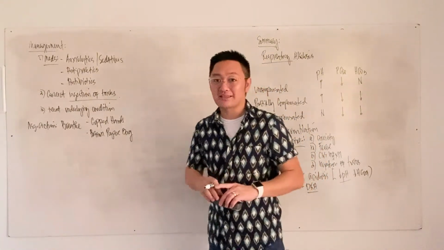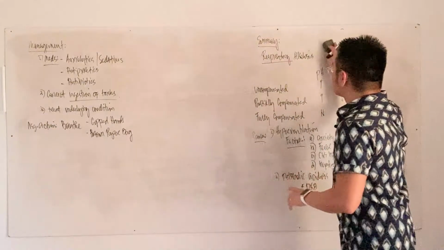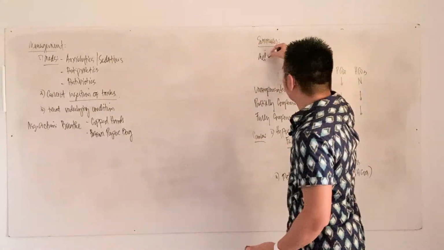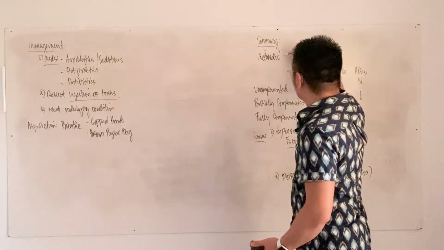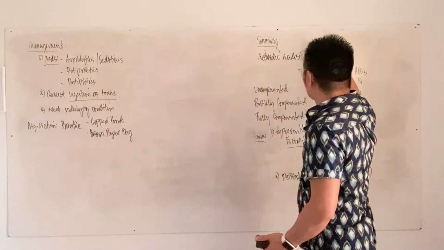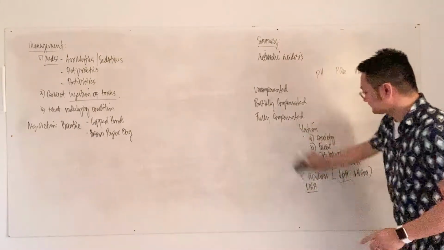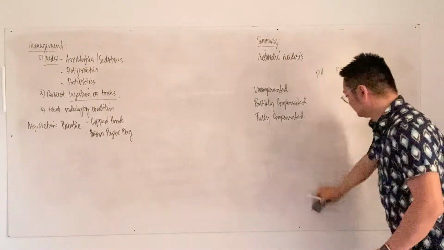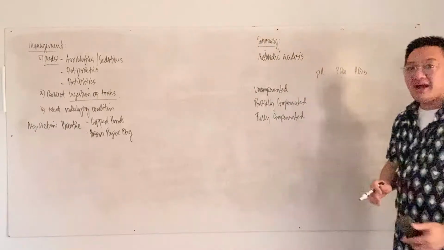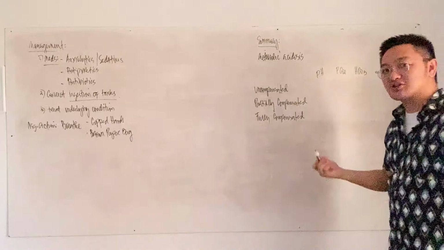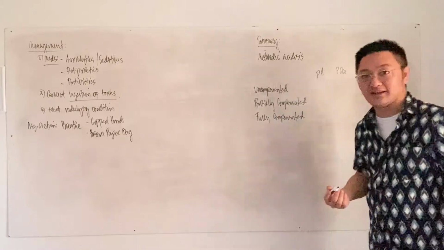Let's proceed to your metabolic condition. Okay, so this time let's talk about metabolic acidosis. So in your metabolic acidosis, we still have these 3 categories: uncompensated, partially compensated, and fully compensated, right?